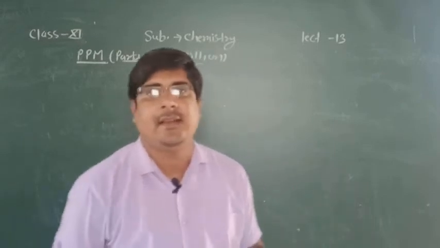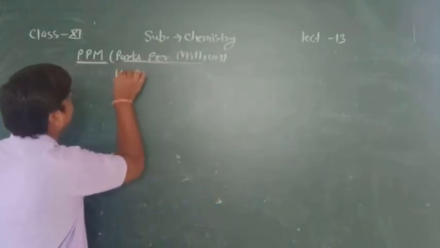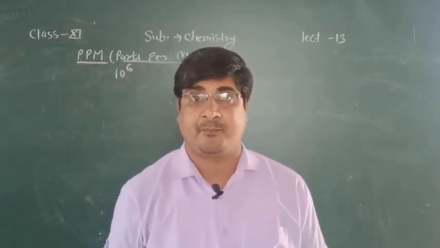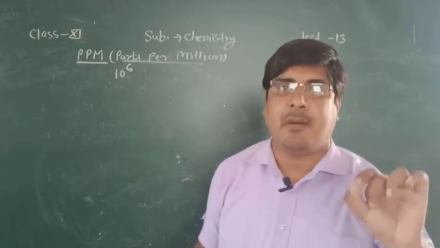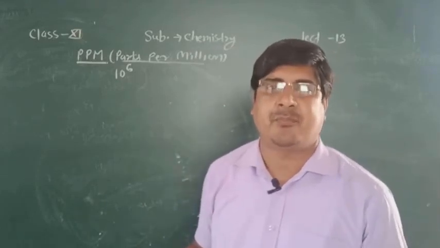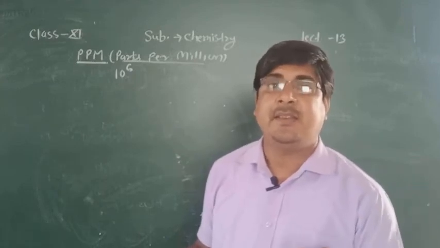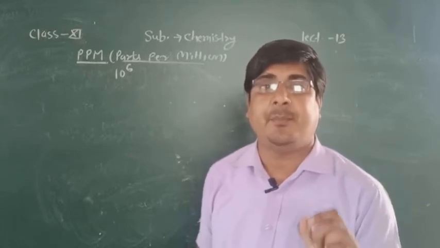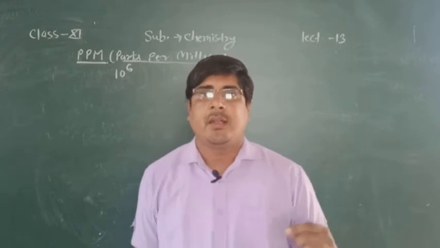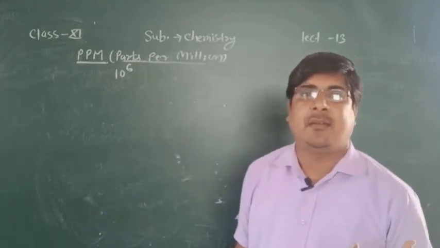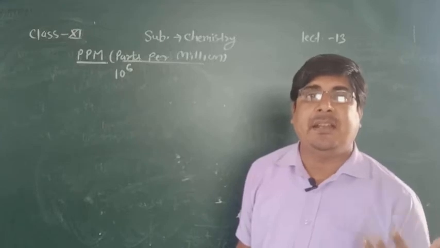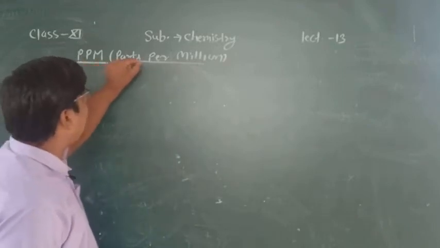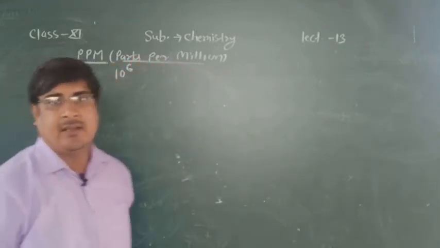Million means 10 lakh or 10 to the power 6. The part of 10 to the power 6 is known as ppm. The part of 100 means percent. The part of 10 to the power 9 is ppb, parts per billion, which will be the next topic. The part of 10 to the power 12 is parts per trillion, ppt. So ppm, parts per million, means the part of 10 to the power 6.